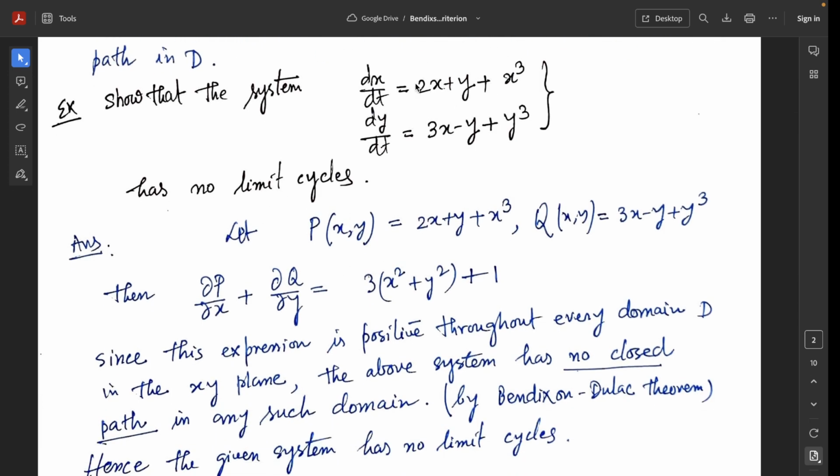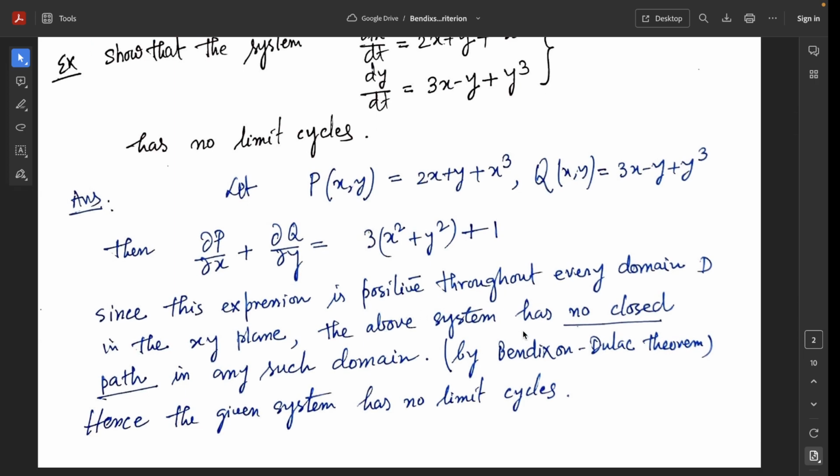Let p equal to 2x plus y plus x cube and q equal to 3x minus y plus y cube. Then del p del x plus del q del y equals 3x square plus y square plus 1. Since this expression is positive throughout every domain D in the xy plane, because x square plus y square is always positive, this quantity is always positive throughout the domain D.